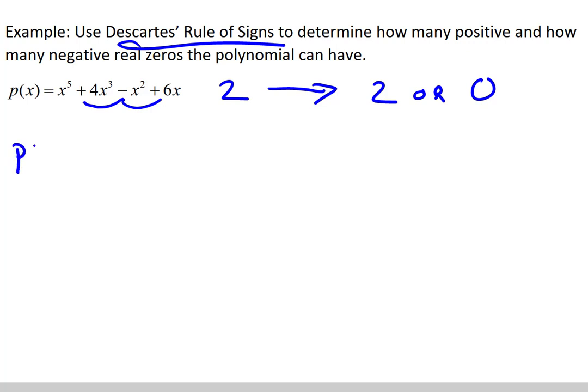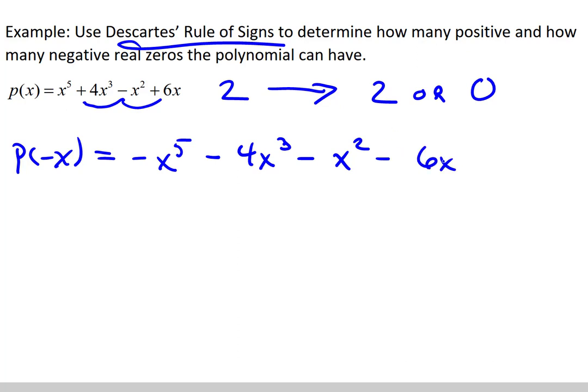Now let's try to compute P of negative x to consider the negative zeros here. This will be just plugging negative x in for x. You'll recall when we did even and odd functions that if there's an odd power of x, of course it will turn the sign of that term, otherwise it will keep it. So this will turn it into negative x to the fifth minus 4x cubed minus x squared. It does not change the sign of that term that has the positive 2 power of x, and then minus 6x. So that's P of negative x computed.